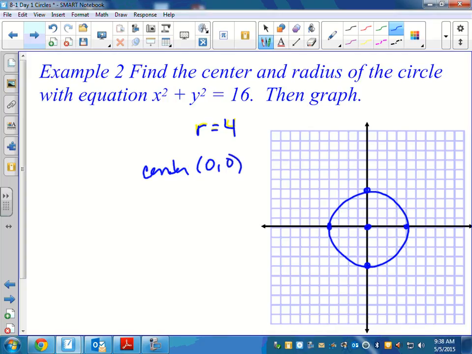Until you graph ellipses, they look like footballs when you graph them. Okay, that was pretty easy. Let's do a hard one.